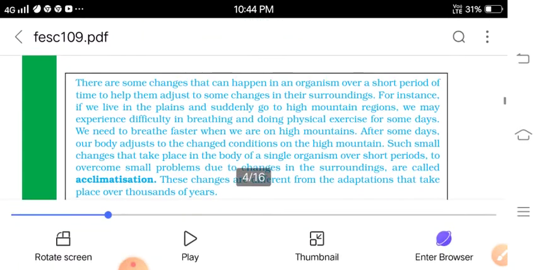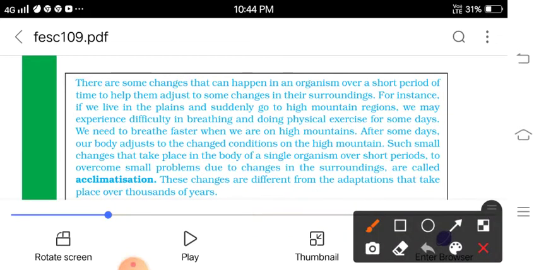Now, acclimatization. What is acclimatization? There are some changes that can happen in an organism over a short period of time to help them adjust to changes. For example, if you live in the plains and suddenly go to a high mountain, what do you experience? You feel difficulty in breathing. Why? Because there is less oxygen at higher places. But after some days, your body can adjust. This is called acclimatization. These changes are different from adaptation. Adaptation takes a long time, even thousands of years, whereas acclimatization takes a very short period.